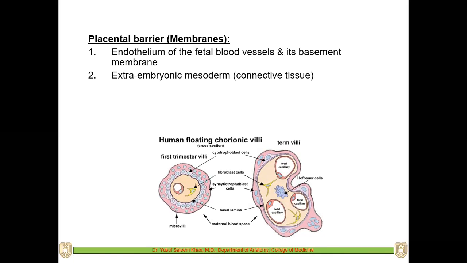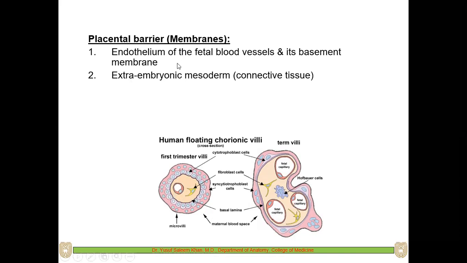So the first one is the endothelium of the fetal blood vessels and basement membrane. If you take a section of this placental barrier, inside you can see the fetal vessels. Fetal vessel has endothelium. So this is one of the endothelial cells. It is so thin that it forms a thin membrane-like thing. So it's called the endothelium of the blood vessels and its basement membrane. These are the fetal vessels, and they are lined by very thin cells called the endothelial cells.